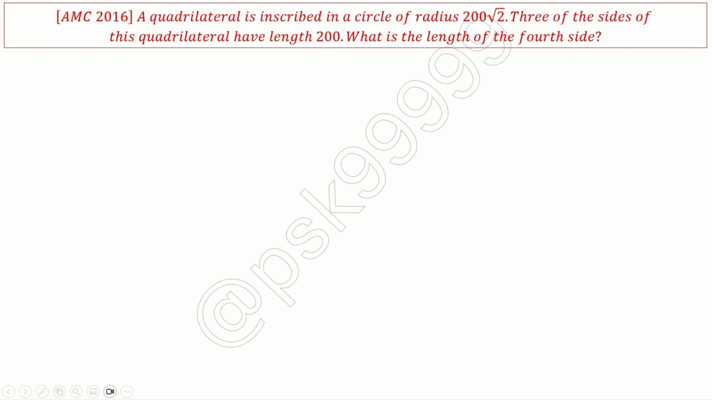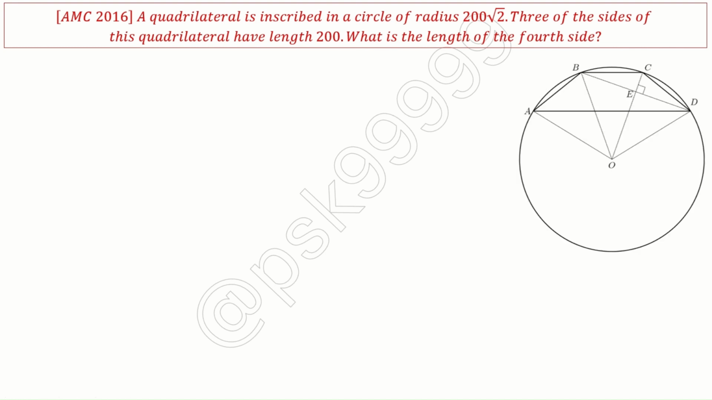So first thing for a geometrical problem is to draw the picture, right? You draw the geometry correctly, then you will get the solution easily. So this is how it is. BC, AB and CD are the three sides of the quadrilateral. AD is the fourth. AD we are supposed to find because the other three are the same.